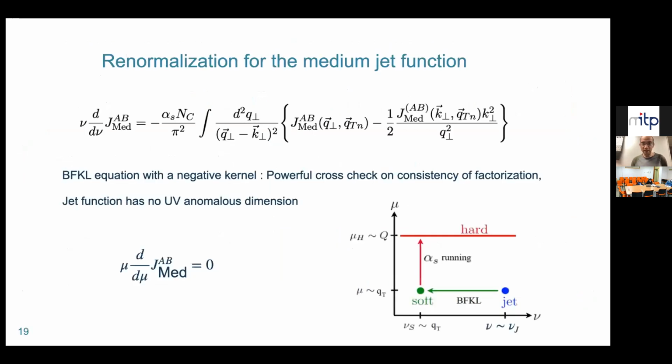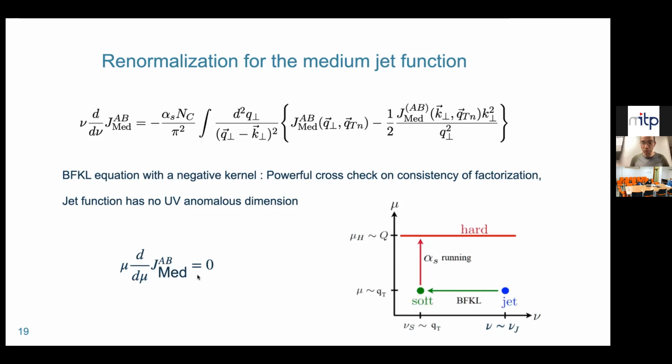Similarly, I can look at the jet function itself and look at its evolution. As expected, in rapidity it has the same evolution with a negative sign. That tells you that the nu dependence, the renormalization scale dependence, is canceling between the soft and the jet, which is a consistency check on my factorization. At the same time, it has no mu anomalous dimension.